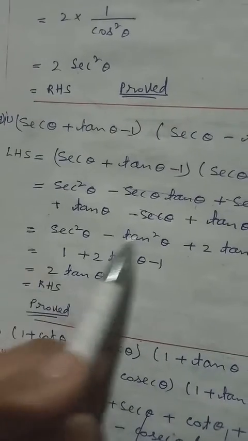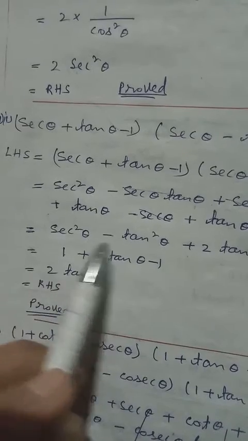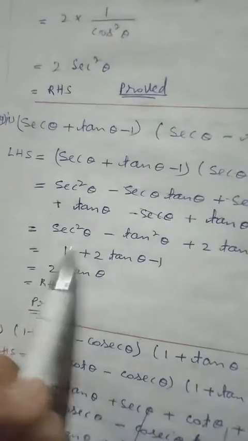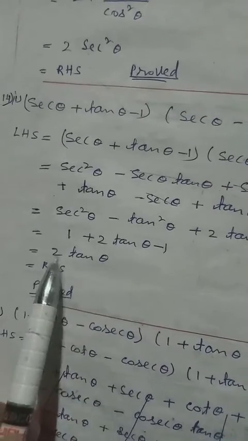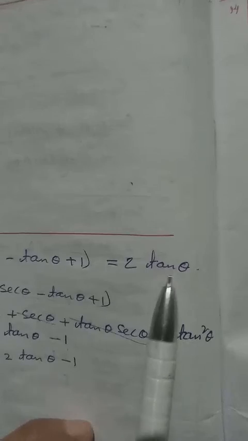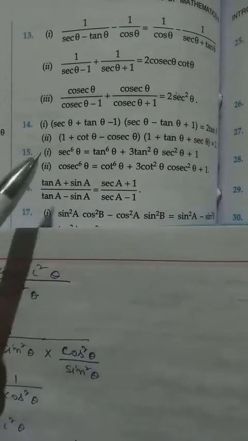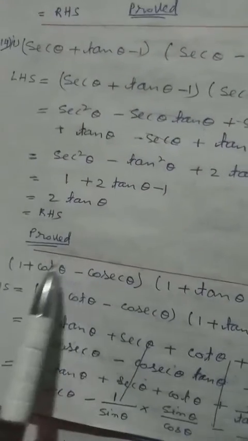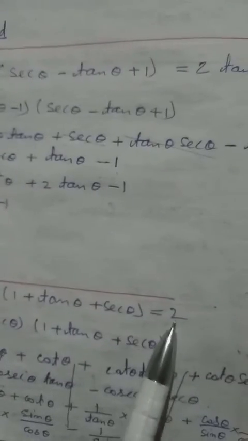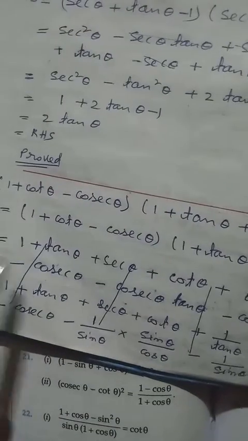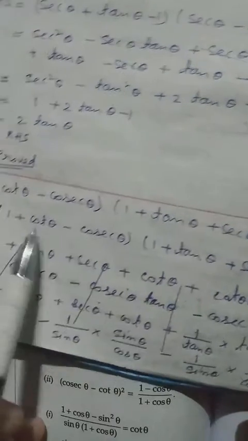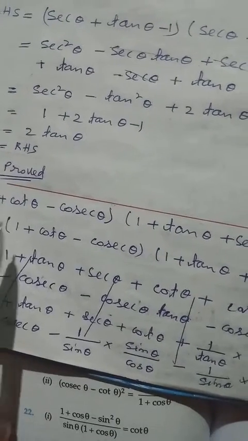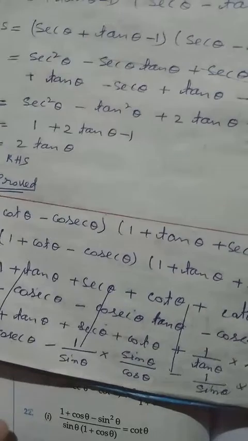Then from here, if we check the identity, sec square theta minus tan square theta is equal to 1. Using the identity, 1 minus 1 becomes 0, so we get 2 tan theta, which is equal to the right hand side. We will move to 14 number 2. Similarly, we have 2 brackets. We have to get that it is equal to 2. So 1 plus cot theta plus or minus cosec. Since we have different quantities, it is difficult to multiply them and arrive at the result.